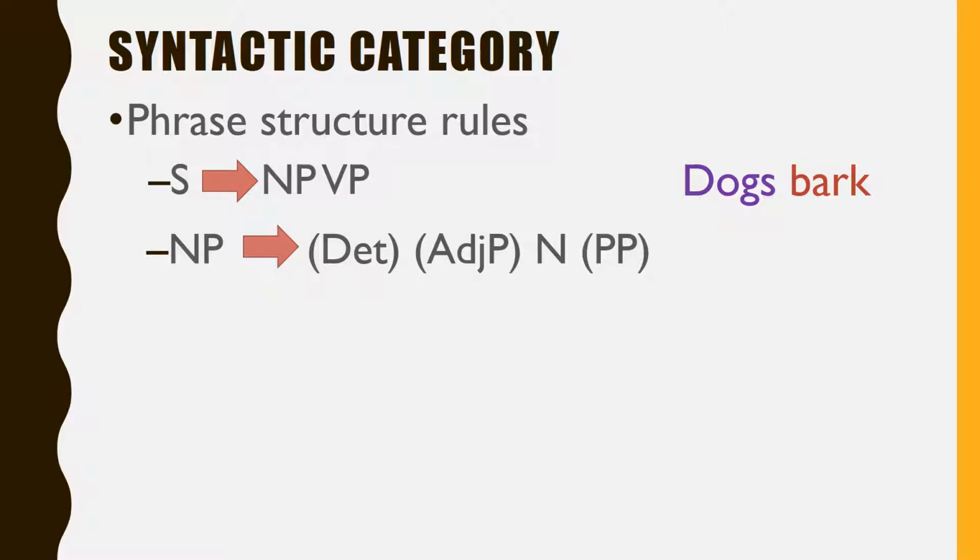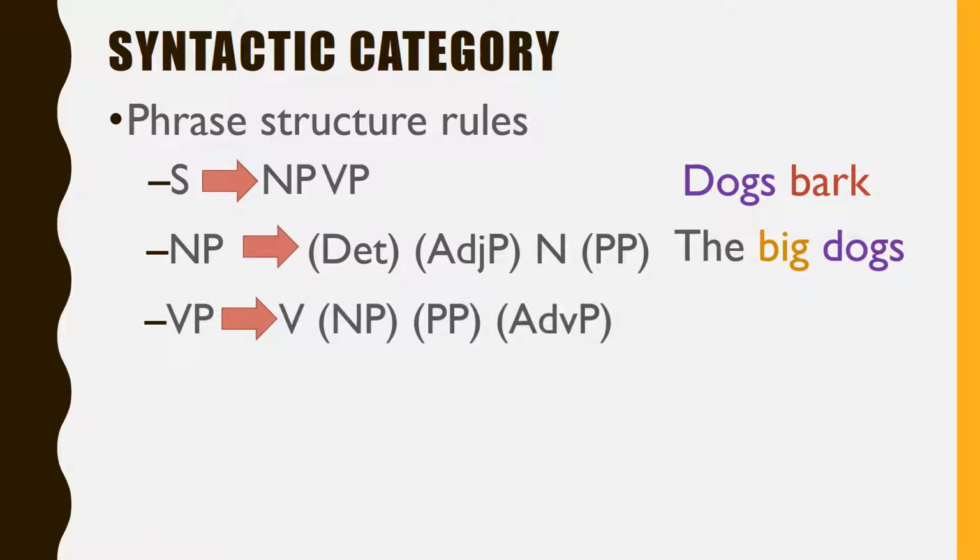Then a noun phrase is made up of a noun principally, but as an option I can have a determiner and also an adjective phrase or a prepositional phrase. In my example, I have just the determiner, the adjective phrase and the noun, the big dogs. Then my verb phrase is made up of a verb principally, and then as an option I can have a noun phrase, prepositional phrase, and adverbial phrase. So this really depends on the verb. In my example, I have bark loudly, so I just have a verb and an adverb phrase.